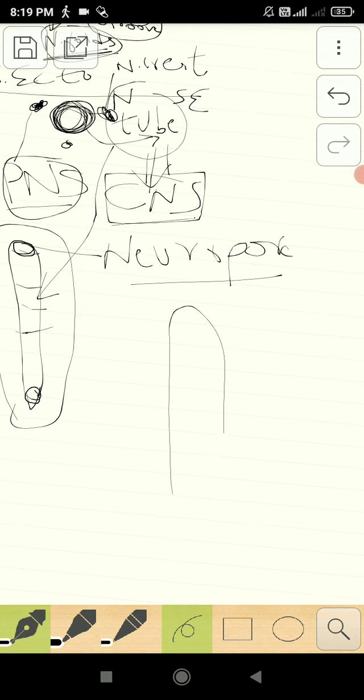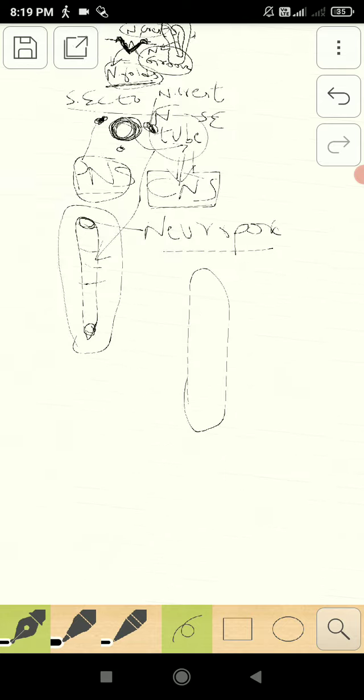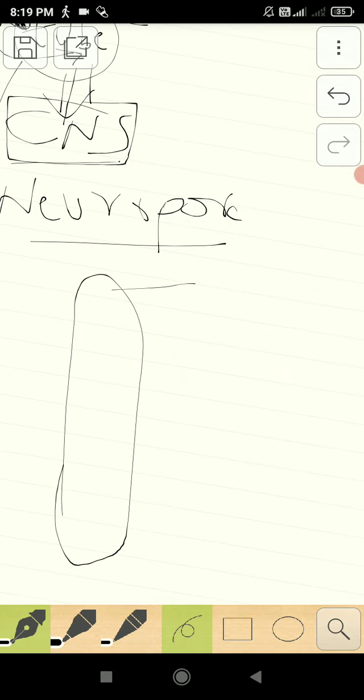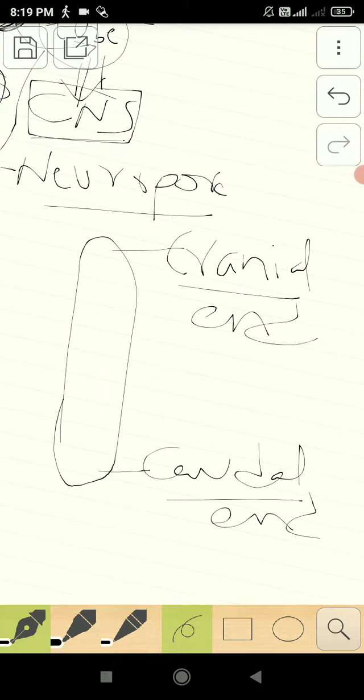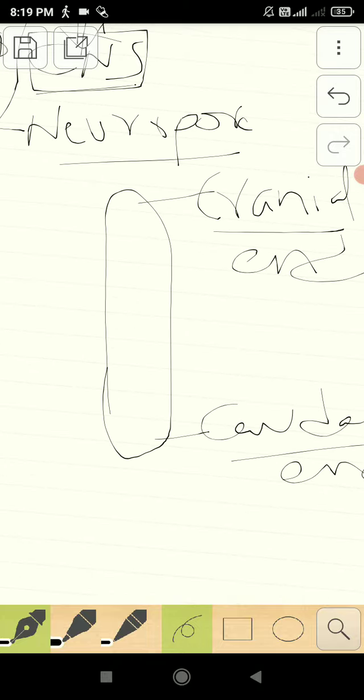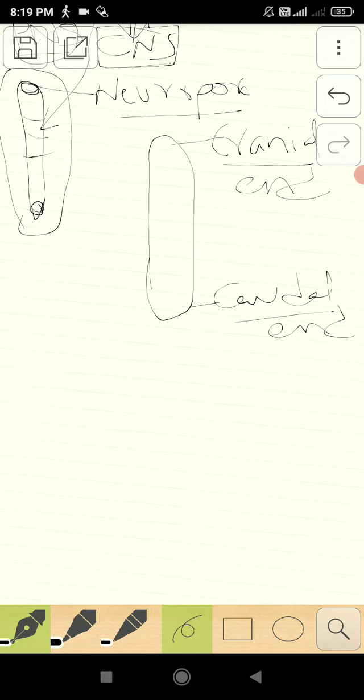This neural tube is a cylindrical tube from the cranial end, that is the upper end, to the caudal end, that is the lower end or the tail end of the embryo. Cranial means head end. These are the two ends of the neural tube. So what happens subsequently is interesting. The cranial end of the neural tube gets 3 dilatations, like this, and like this.